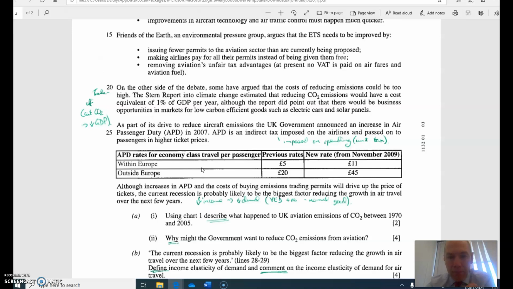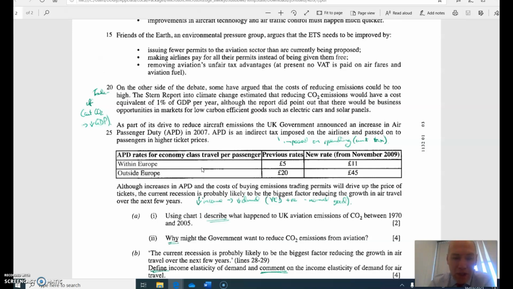Make them pay for all their permits rather than them being given free, and remove any unfair tax advantages that they have at the moment. They pay no tax on airfares or aviation fuel. On the other side of the debate, you've got some arguing that the costs of reducing CO2 emissions could be too high. The Stern report into climate change estimated that reducing CO2 emissions would have a cost equivalent of 1% of GDP per year. So there's a trade-off here.